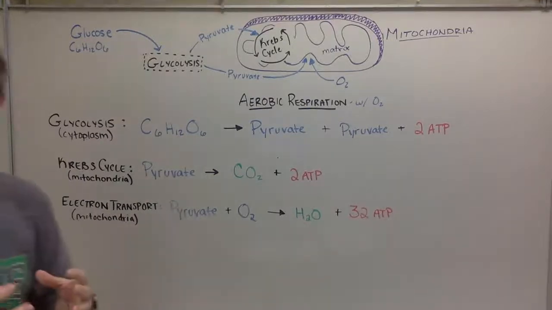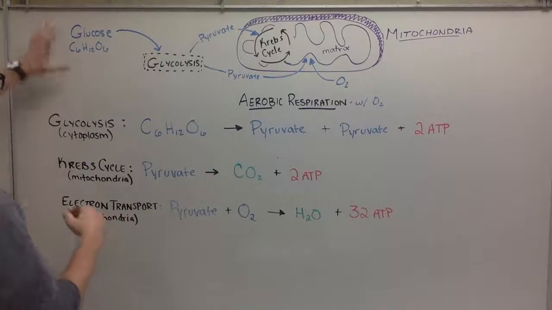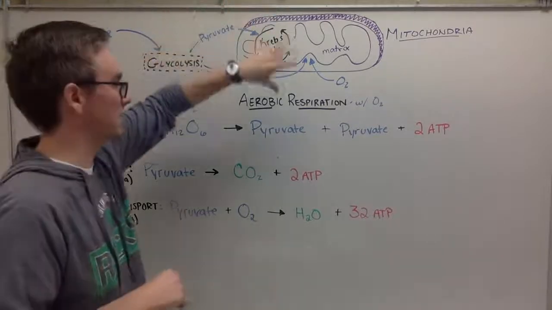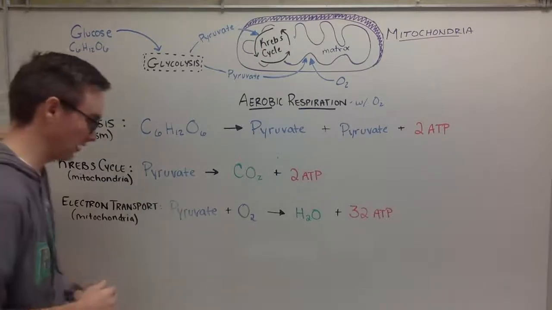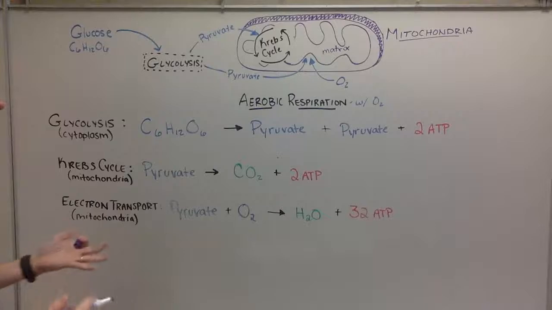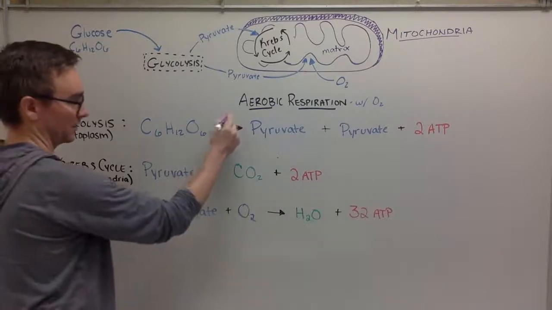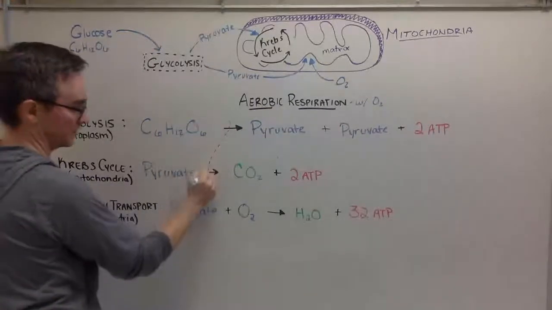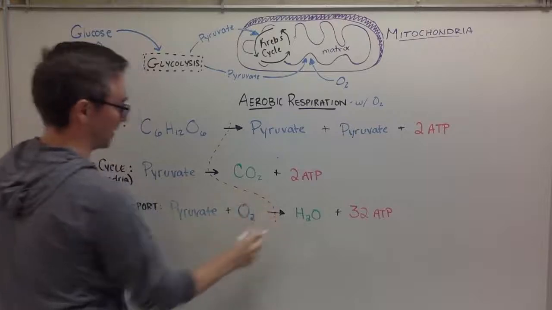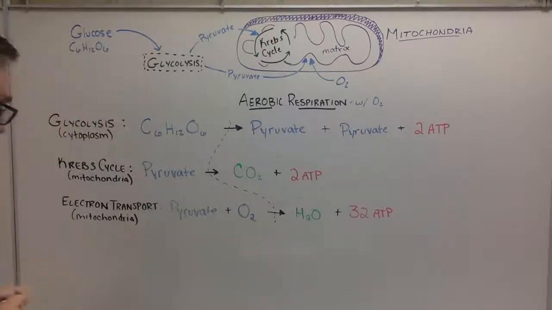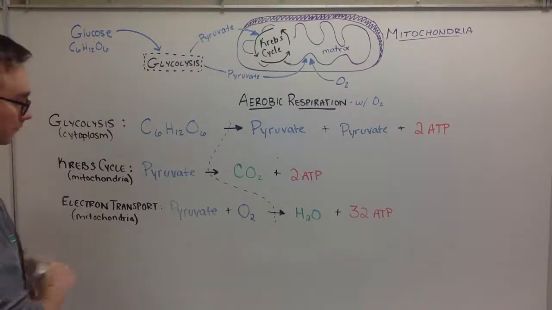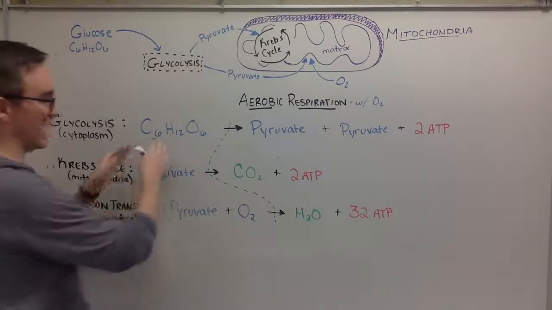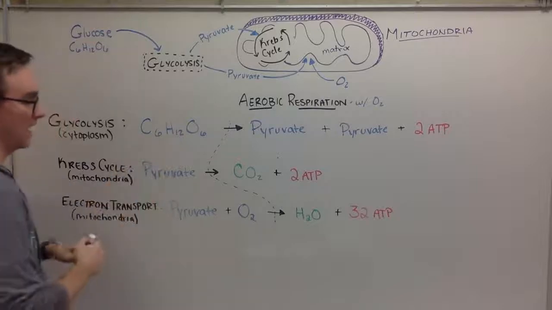All right. So now we've got our reactions here. We had glucose going to glycolysis, the Krebs cycle, electron transport chain. And now we're ready to look at what happens overall. All right, kind of like we did last time here. So if I'm looking at all my reactants and all my products, let's look at this here. If I look at this here, I have my reactants.